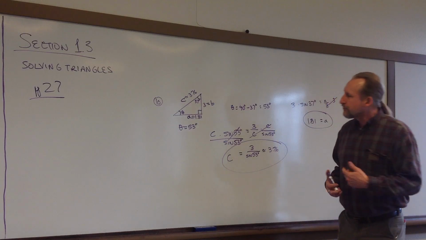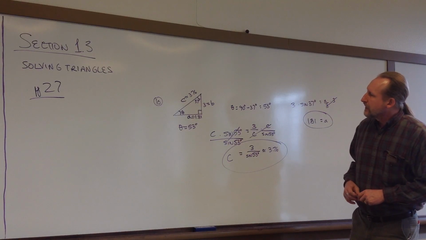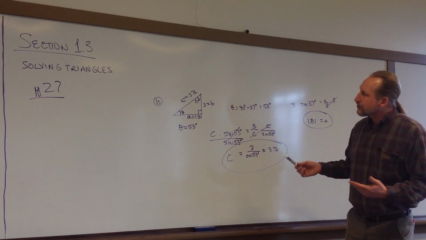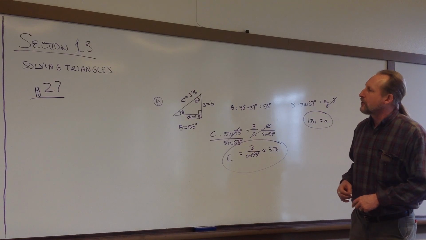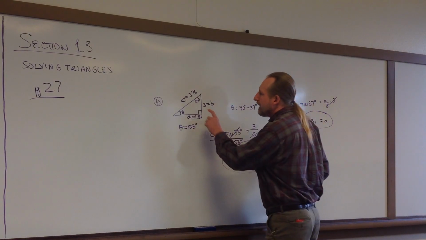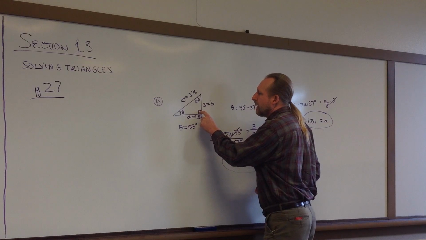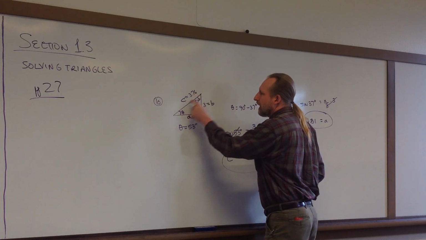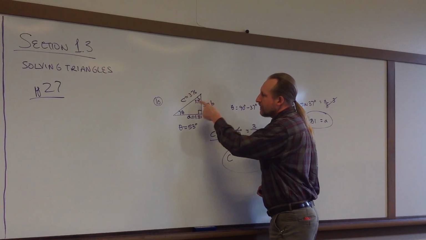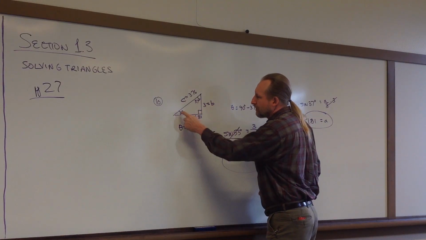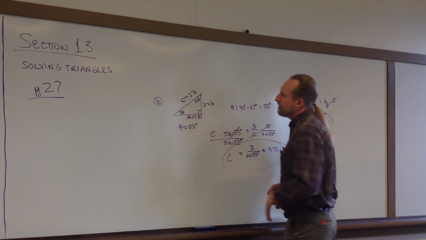Now, something I want to point out before I finish up with problem 12 here, and this will continue throughout the course, is that the longest side in a triangle is always opposite the largest angle, right? So in the right triangle, the largest angle is the right angle, and so the longest side is always the hypotenuse. Now notice in these two angles, this one's 53, this one's 37.